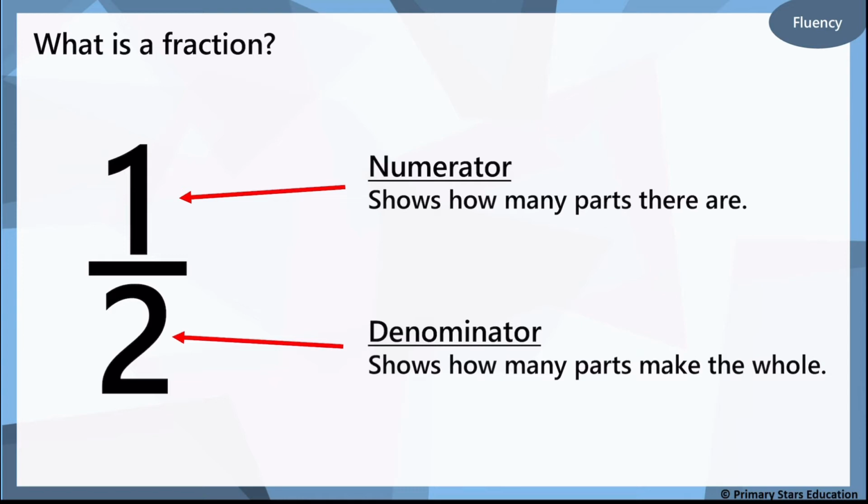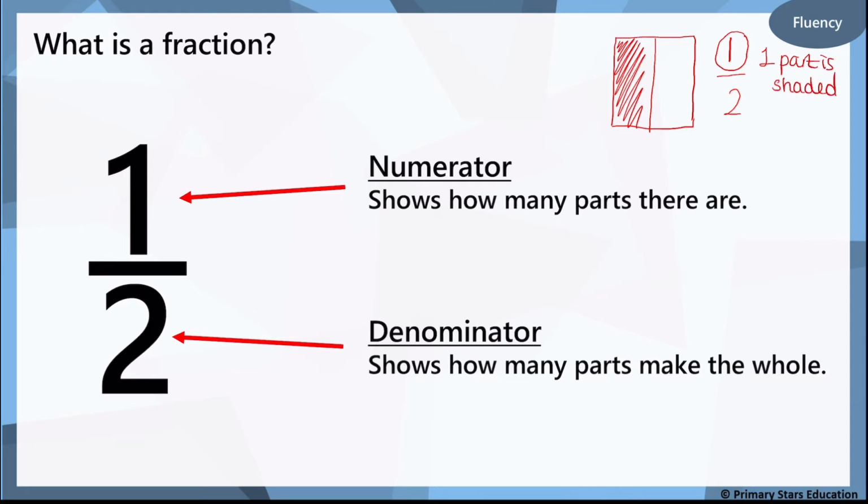If I was to draw that for you, I might have, here's my square, and I'm going to colour in half of my square like this, and I'm going to write half. The numerator is telling me that 1 part is shaded out of 2 parts altogether.